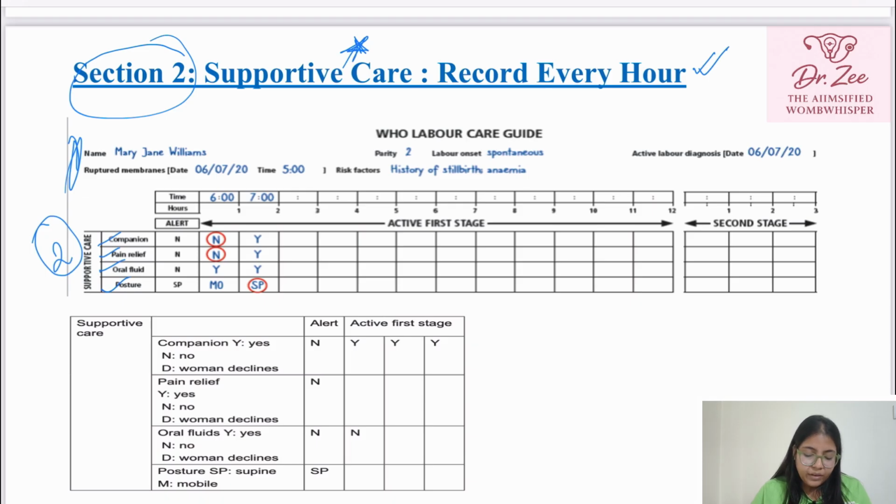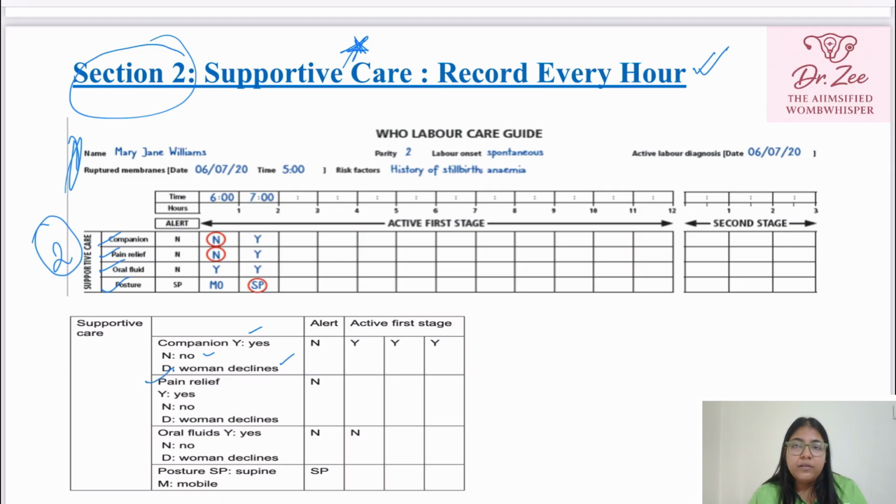Okay, so you should know the abbreviations. In companionship, it is either yes, no or woman declines. N is alerting. Either the patient should be given a companion, or if she does not want one, that is another thing. But denying companionship is alerting. We should not do that. If there is no companion, we circle it red, and then we should provide her a companion, a family member, husband, whoever, as she will need support.